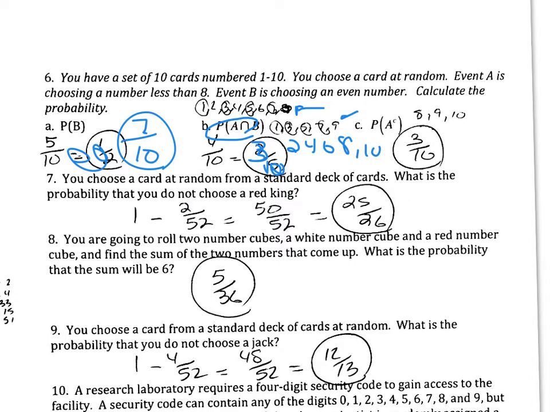And the last part here, part C, says complement of A. What is not in A? It says less than 8. The complement would be what is not less than 8, which would be 8, 9, and 10, which is 3/10. I did get that one right, thank goodness.